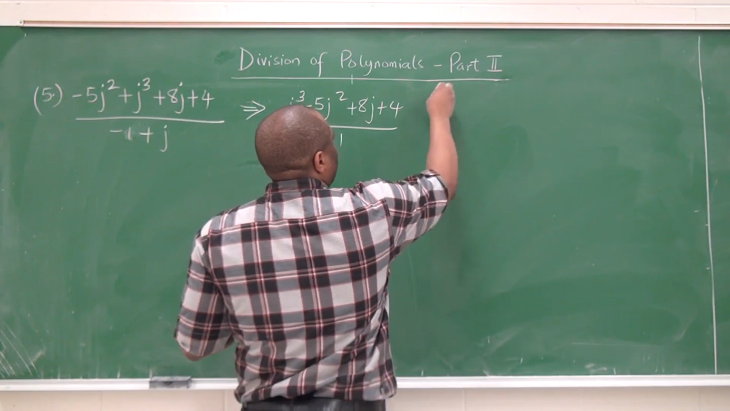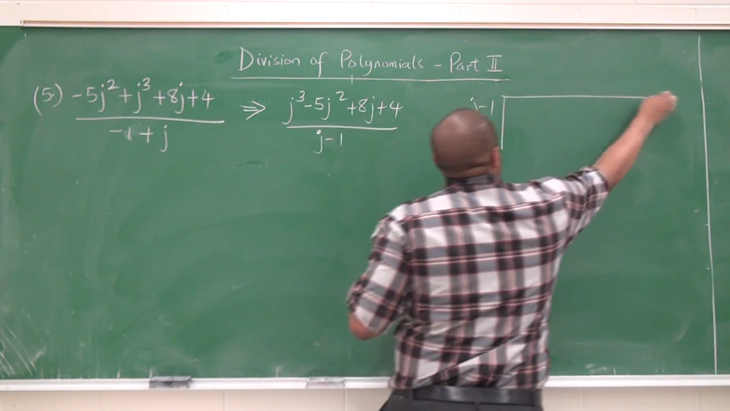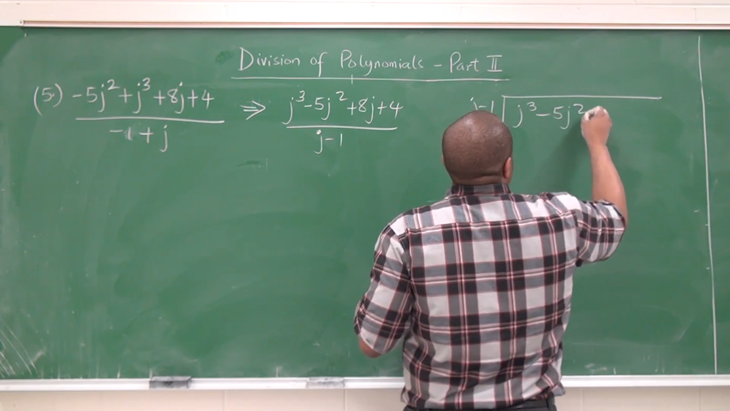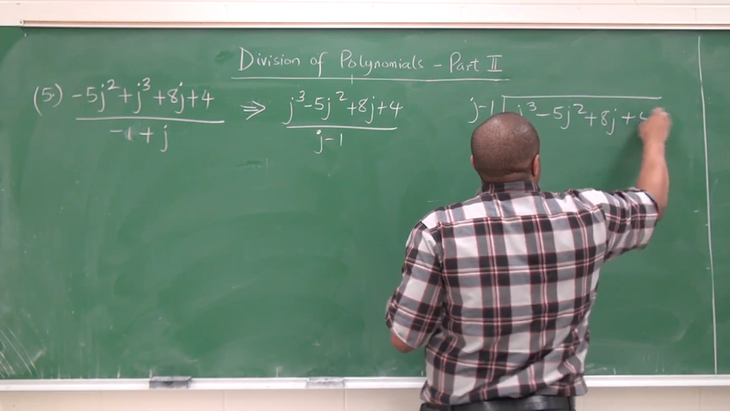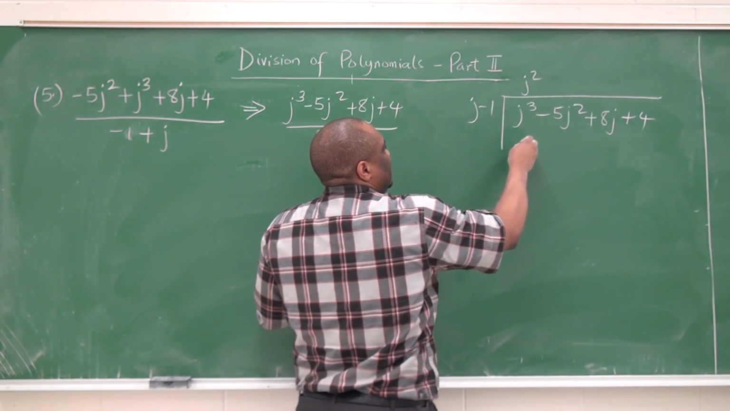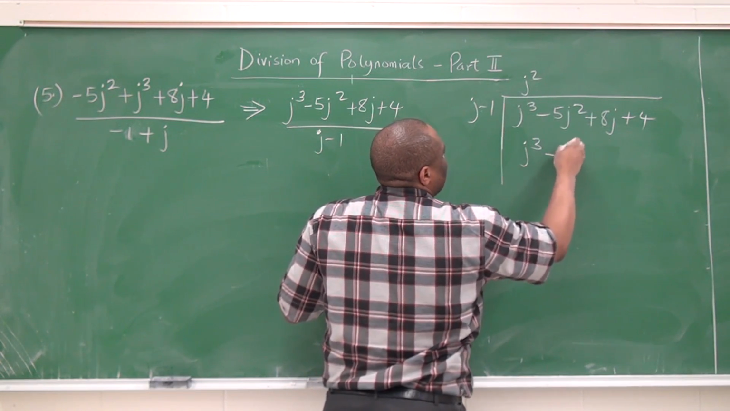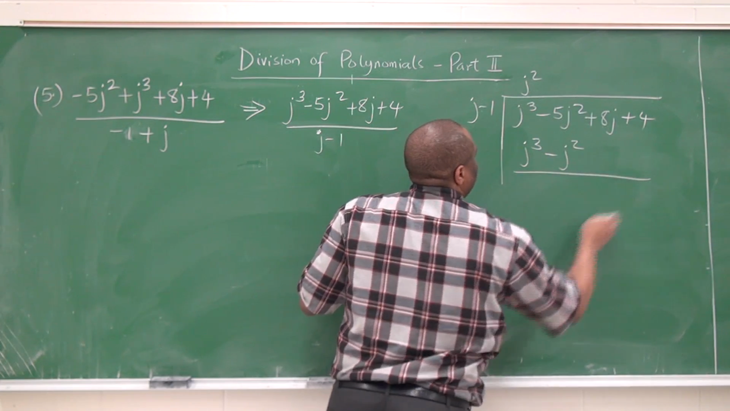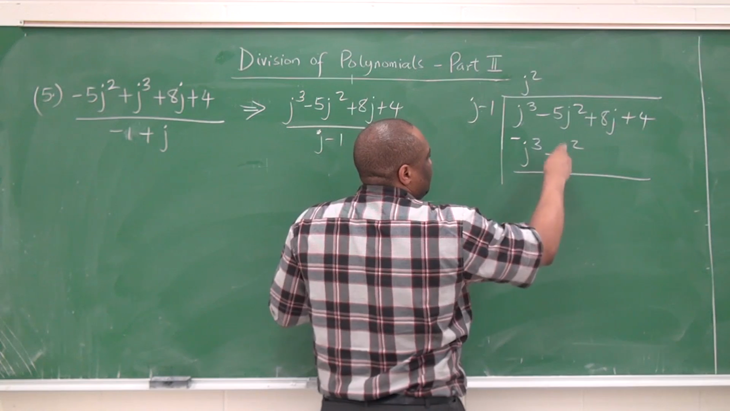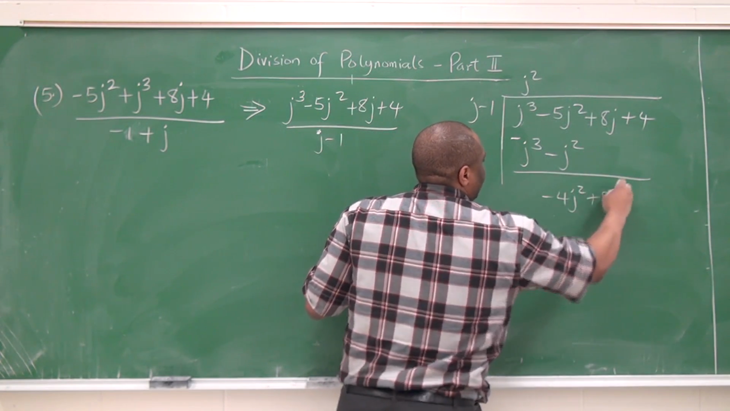And if we do this, it will be good if you pause the video so you can do it yourself. J minus 1 divide j cubed minus 5j squared plus 8j plus 4. J cubed divided by j is j squared. J squared times j is j cubed. J squared times -1 is negative j squared. I put minus, this goes. -5 minus minus plus 1 is -4j squared. I bring down plus 8j.